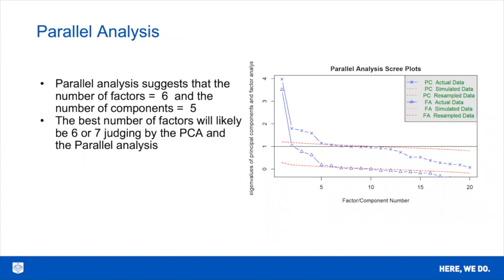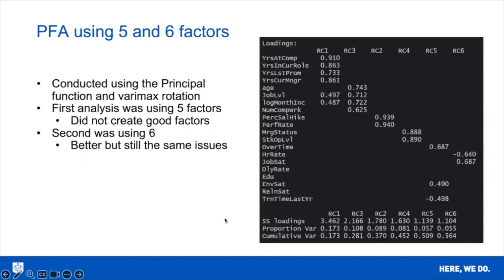So using this, I decided to test 5, 6, and 7 to see which would be best. To start, you can see 5 and 6 were not nearly enough. They didn't capture enough variance, and they did not break up the variables into particularly good factors. It also, as you can see down here, left out a lot of the variables themselves. So 5 was bad, 6 was better, but still not great.